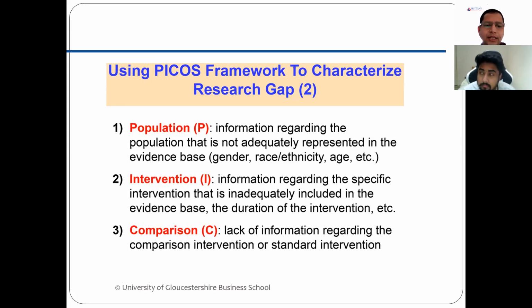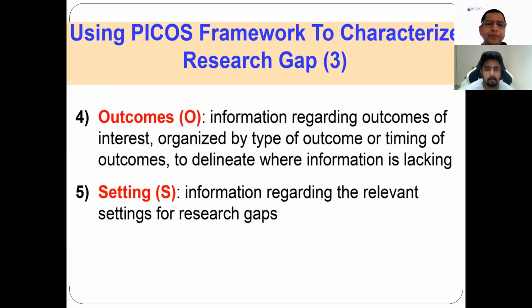Comparison, lack of information regarding the comparison intervention or standard intervention. Outcomes, information regarding the outcomes of the interest organized by the type of outcome, timing outcomes, or to delineate where the information is lacking. And the setting context, which is information regarding the relevant settings of research gaps.